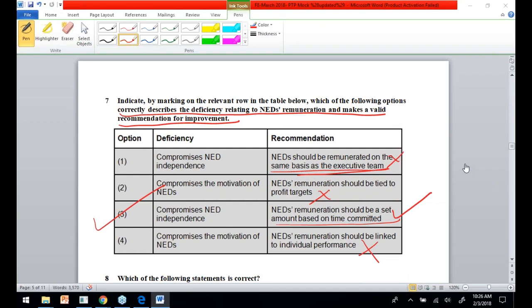So non-executive directors, and Sarah, since I have told you this, you should jot it down and you should remember this for the exam. The non-executive directors are only allowed to be paid based on the number of meetings attended. Non-executive directors cannot be paid in the exact same fashion as executive directors because they're required to be independent.